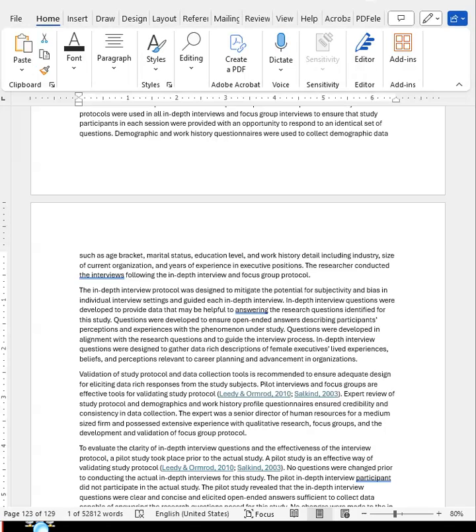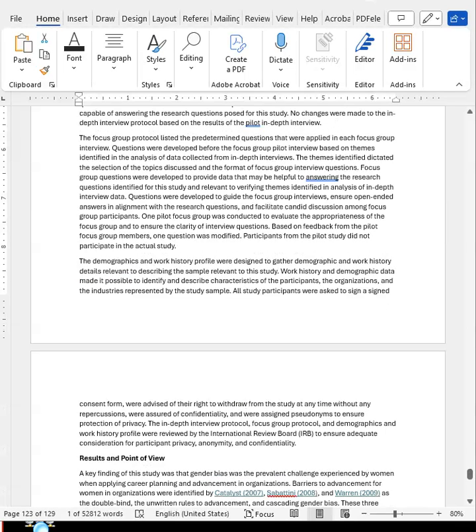No questions were changed prior to conducting the actual in-depth interviews for this study. The pilot in-depth interview participant did not participate in the actual study. The pilot study revealed that the in-depth interview questions were clear and concise and elicited open-ended answers sufficient to collect data capable of answering the research questions posed for the study.